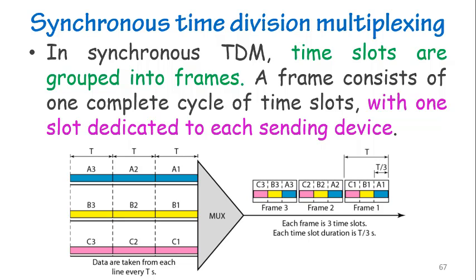In synchronous TDM, the time slots are grouped into frames, and the frame consists of one complete cycle of time slots, with one slot dedicated to each sending device. Meaning for every sending device, it allocates one slot.